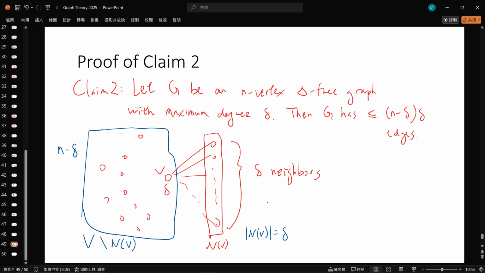And also this graph has no triangle, okay? So what can you say about this triangle-free graph property? So this graph has no triangle, therefore we cannot have edges within this n of v, okay? Because, for example, if we have an edge between two neighbors of v, then we'll get a triangle, okay? So we cannot have edges within n of v.